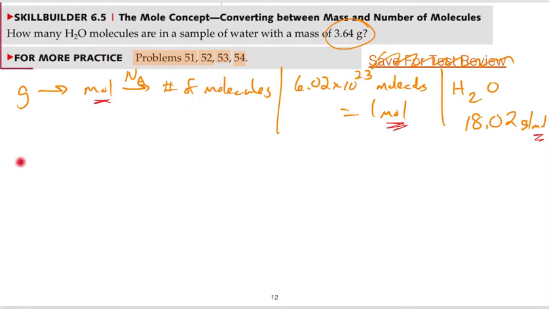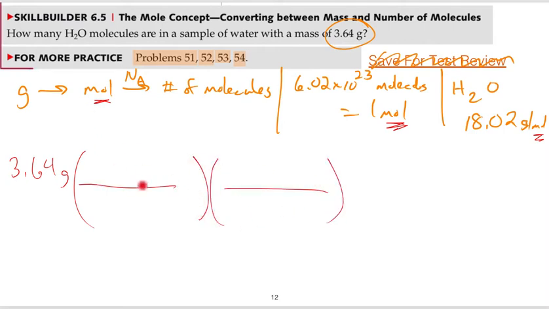Let's do the setup. Again, start with what's given. Mass of our water. I have 2 steps in my calculations. That means I'm going to have 2 of these sets of parentheses. Take them one at a time.